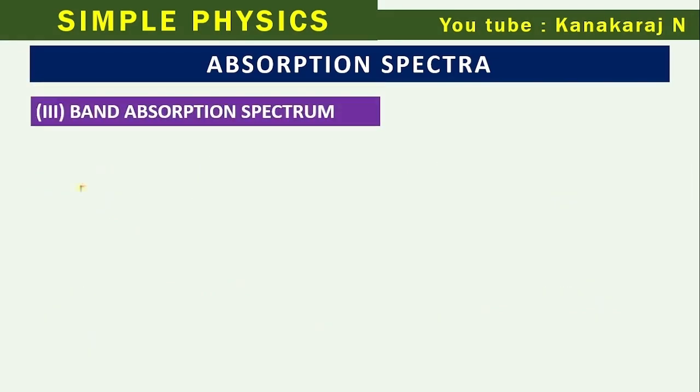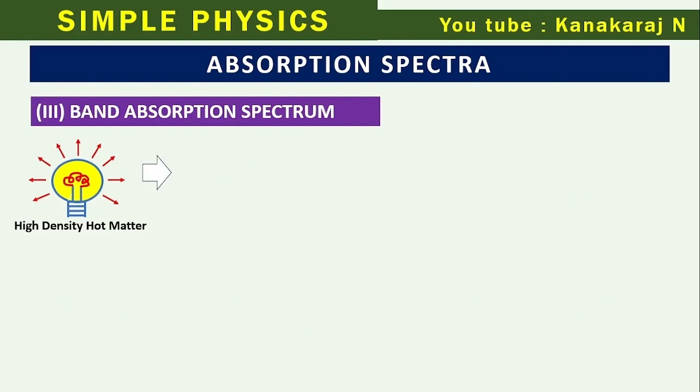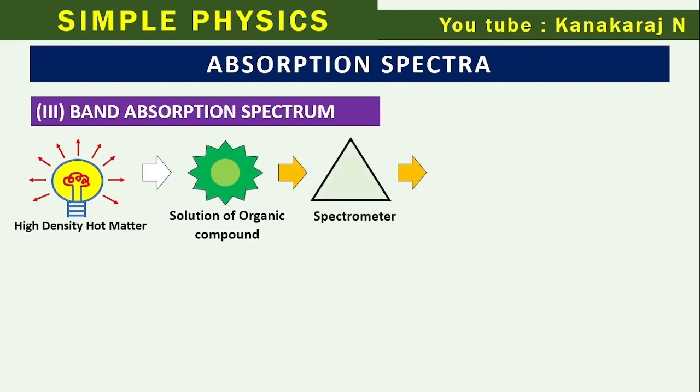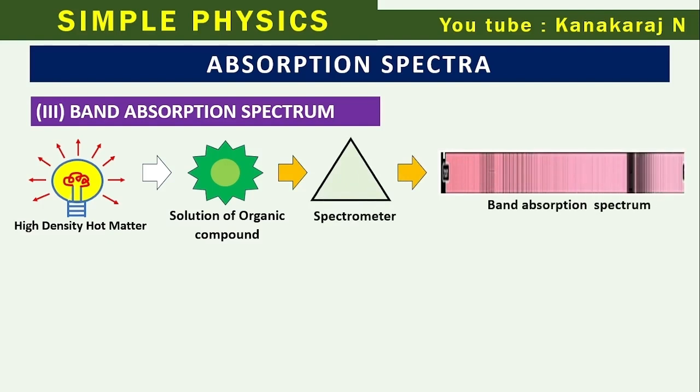Band absorption spectrum. When white light from high density hot matter is passed through a solution of an organic compound or a solution of an inorganic compound, and passed again through a spectrometer, we get a bunch of closely packed dark lines in a continuous colored background, called the band spectrum of the organic compound solution.